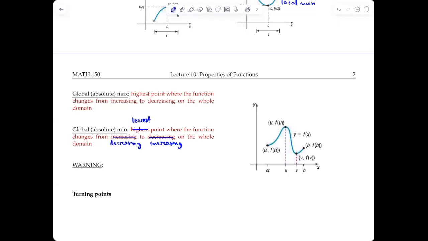When you look at this graph, you would be able to identify this is the maximum, not yet classified as global or local. This is the maximum here and the minimum value. This one is the highest point on the entire domain. Therefore, I say this is a global maximum, but at the same time, this is a local maximum. So it carries two. And this point is a global and a local minimum.